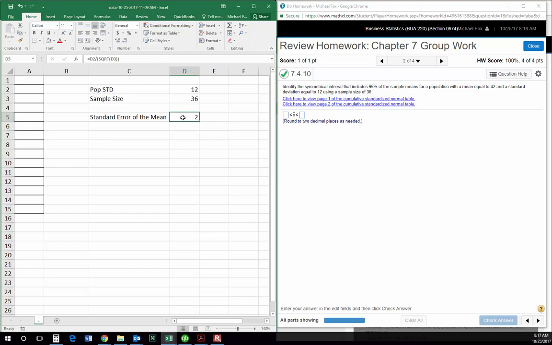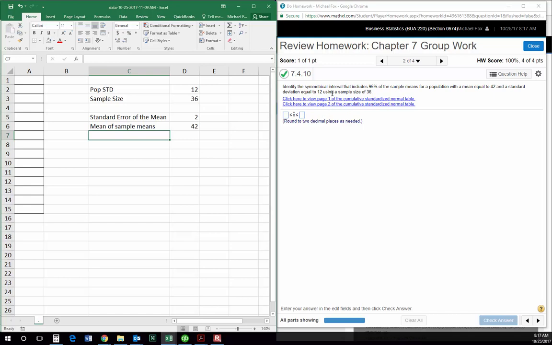Okay, so the second thing we need to do is find the mean of our sample means. And we have no way of finding that, but if you recall, because of the central limit theorem, the mean of our sample means, as long as we have a sample size of 30 or greater, is going to be equal or roughly equal to the population mean. So we're going to use that number 42 as our mean of our sample means. All right, so here's where I think it gets complicated.